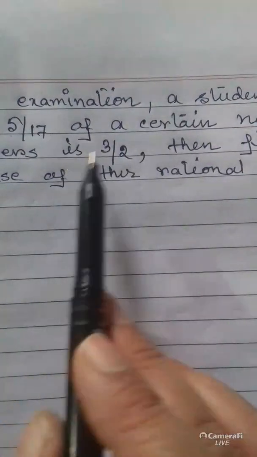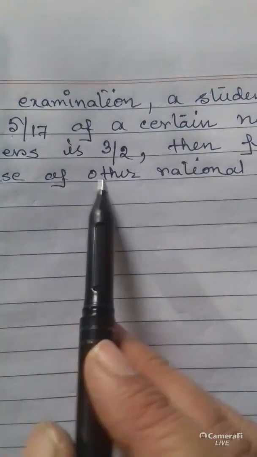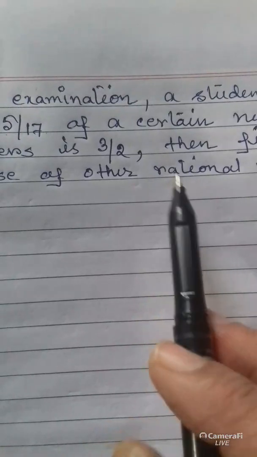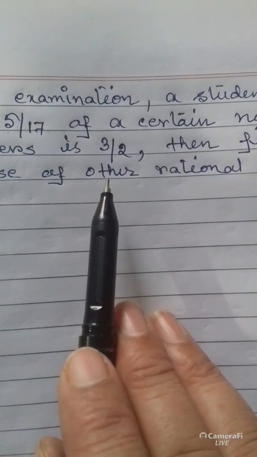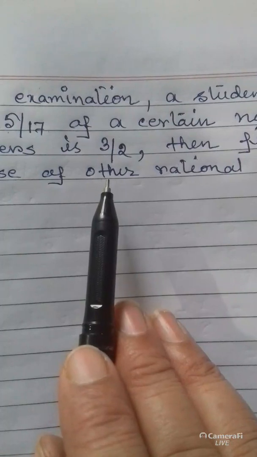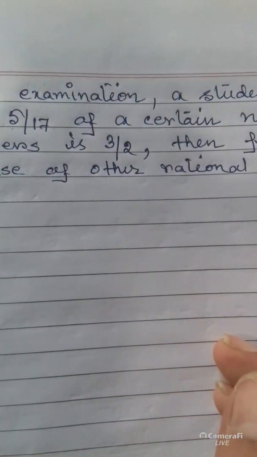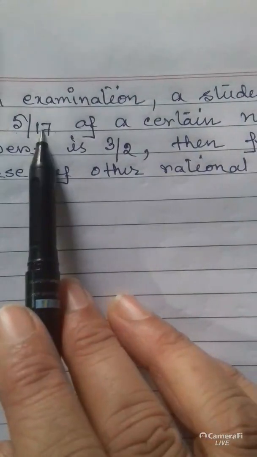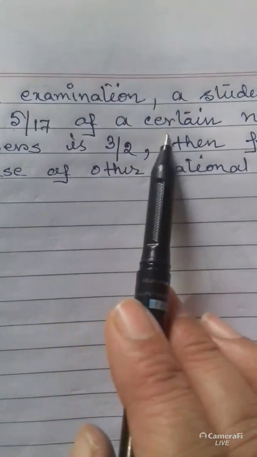Now next, in an examination, a student has been asked to find 5 by 7 of a certain number. By mistake, the number is 3 by 2. Then find the additive inverse of the other rational number. In an examination, a student has been asked to find 5 by 7 of a certain number.